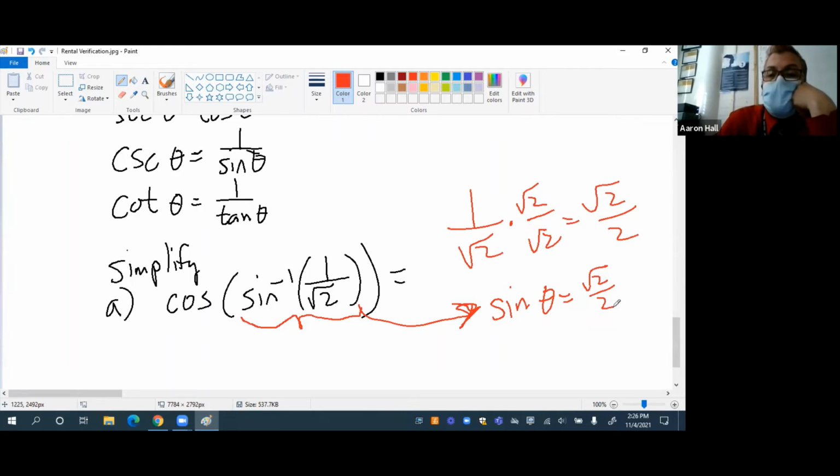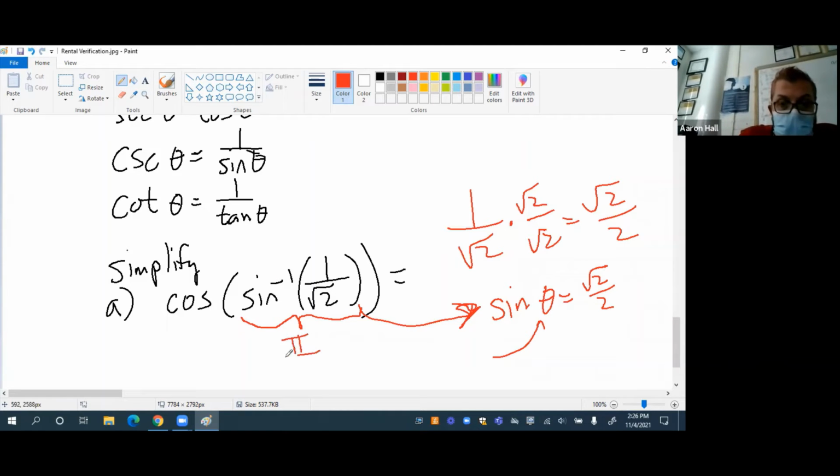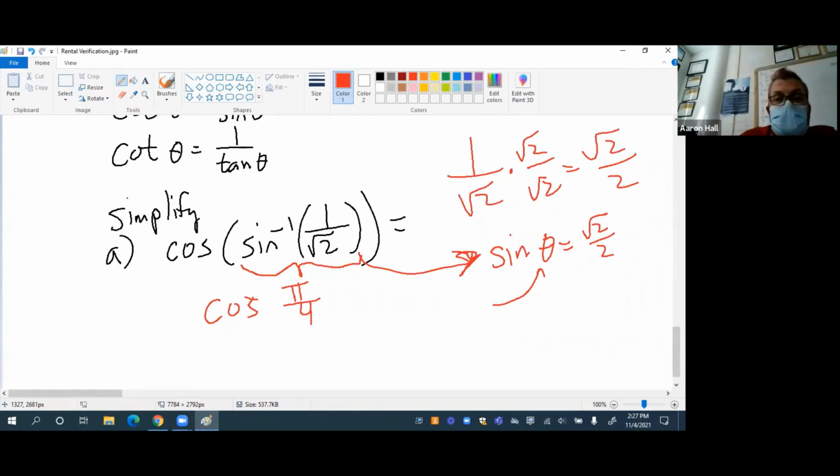I'm trying to find what? What is this? What kind of measurement is this? It's an angle. I'm trying to find an angle. What is the angle? Yeah, it's pi fourths. So if all of this is pi fourths, then I now have cosine of pi fourths, which is what? Yeah, this gives us the answer to this is the square root of 2 over 2. That's my answer.